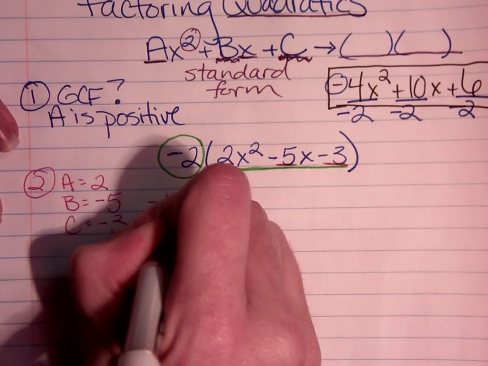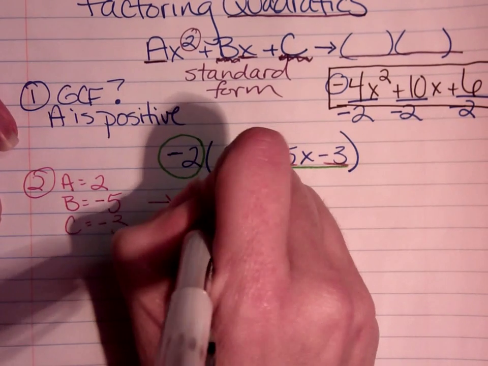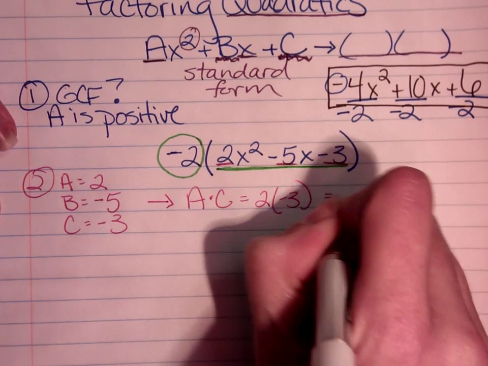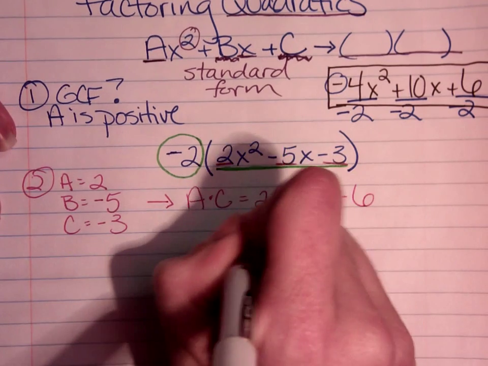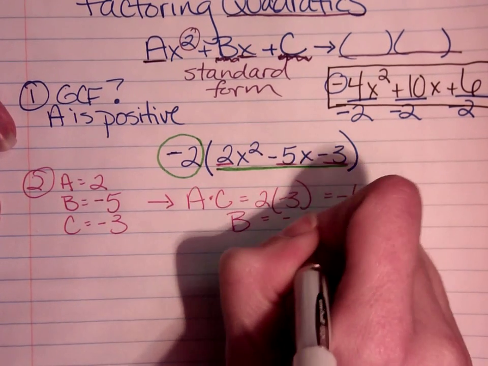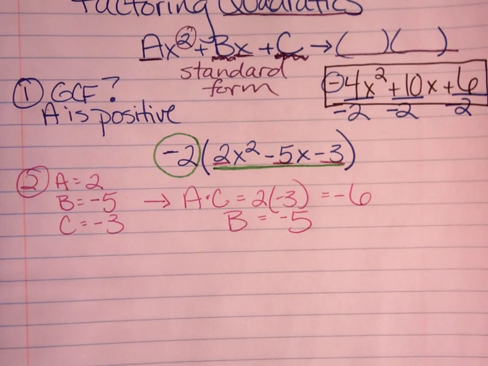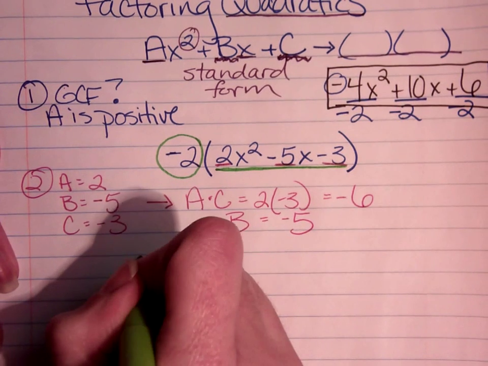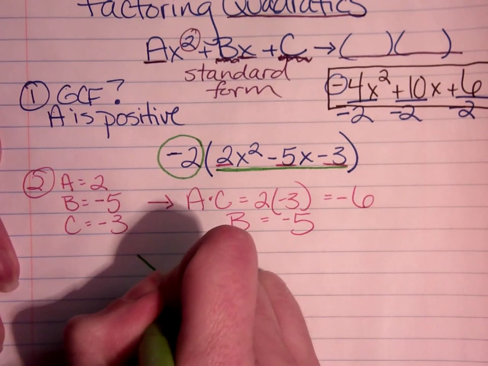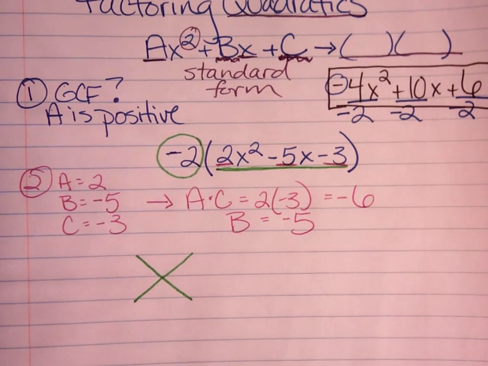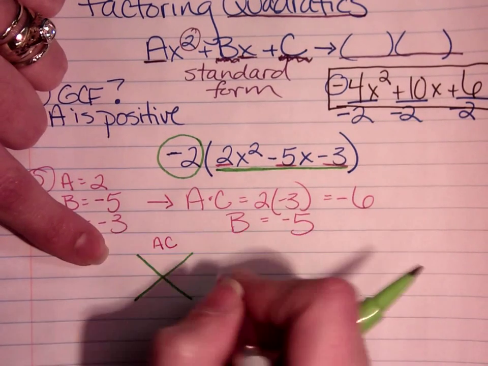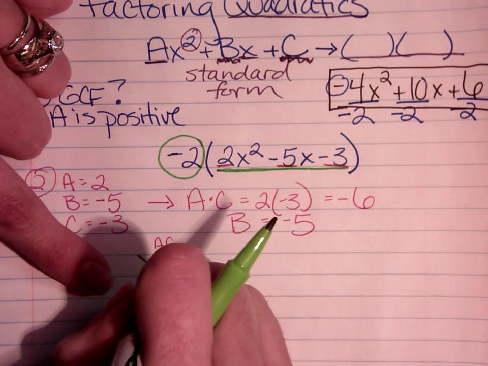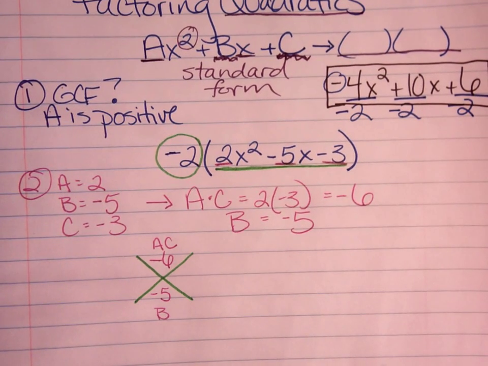We do that so that we can multiply A times C. In this case, 2 times negative 3 equals negative 6. And I need to remember that my B value is negative 5. Once I have those numbers, we're going to set up one of those little diamond problems like we did in class the other day. And my AC value, so negative 6, goes on top, and my B value, negative 5, goes on the bottom.